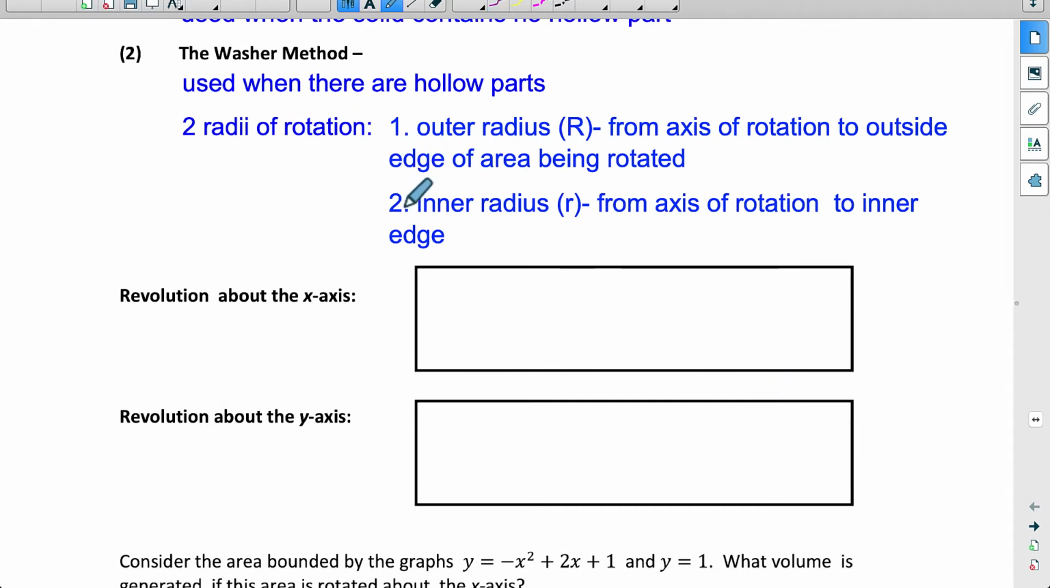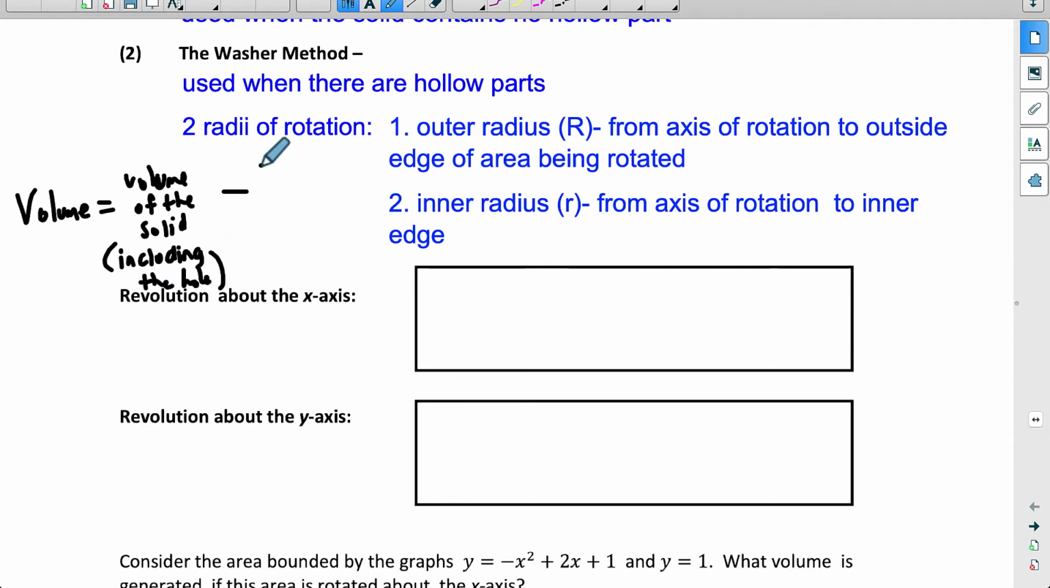By the way, if you can maybe picture this, how this is going to work is in order to get the volume of the solid, you're going to get the volume of the solid, including the hole. You're going to subtract the volume of the hole. So what that will leave you with is the volume of the solid part, not including the hole, and that's exactly what we want. So here you go, here's your formulas.